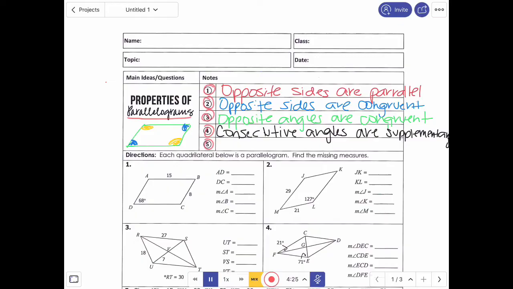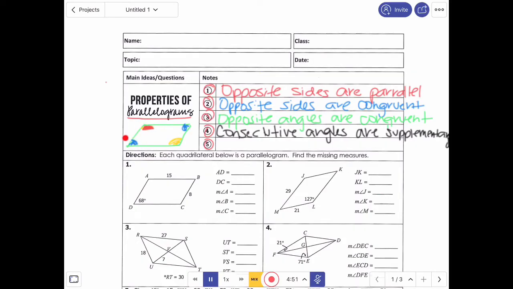Okay, that should say supplementary. So consecutive angles are supplementary. So if I took, I'll try to make this a little bit easier. If I took this blue angle and I added it to this red angle, they should add up to 180 degrees. They're considered consecutive angles because it's one right after the other, okay?